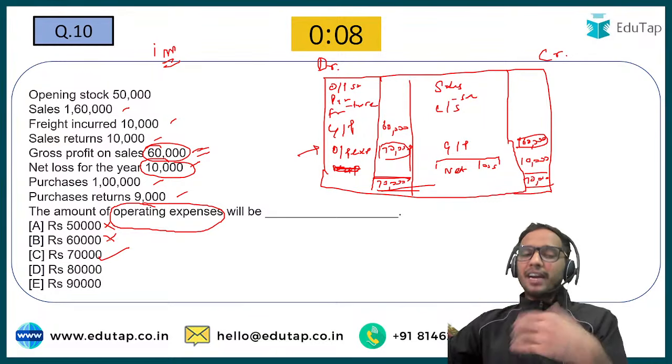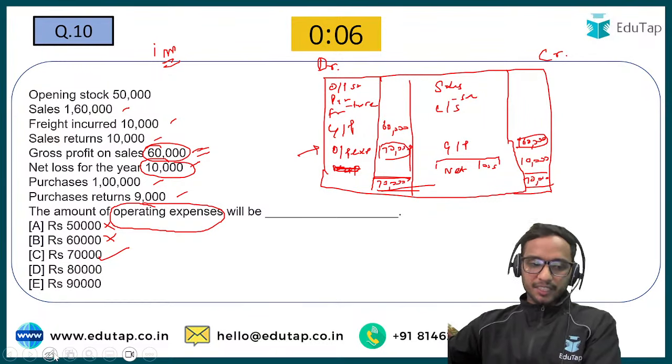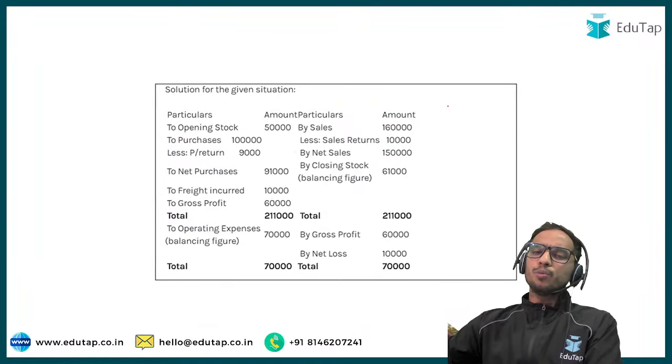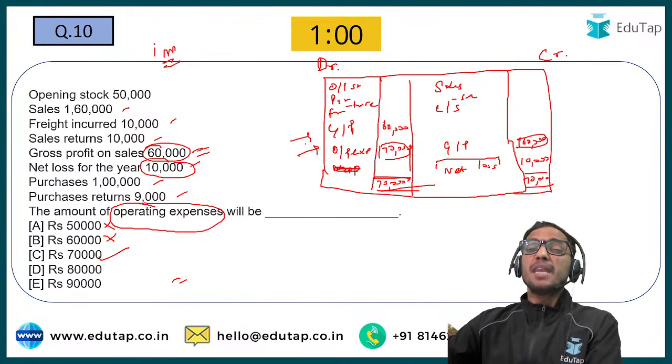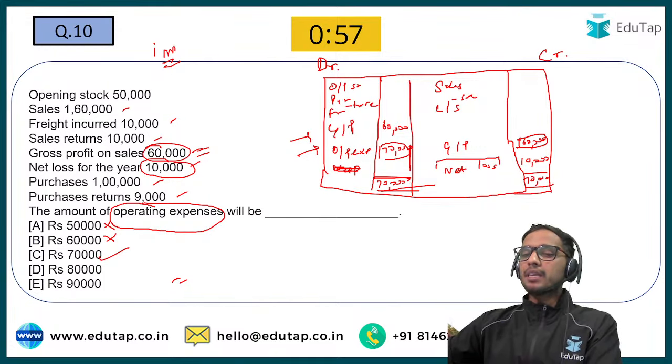So it might be done with another method also, let me tell you that as well. Another method is you prepare the complete trading and profit and loss account. So this is not necessary. See, in this question I have told you how to do this in the minimum time possible, because you have been given the gross profit and you have also been given the net loss. I have directly calculated the operating expense, right?